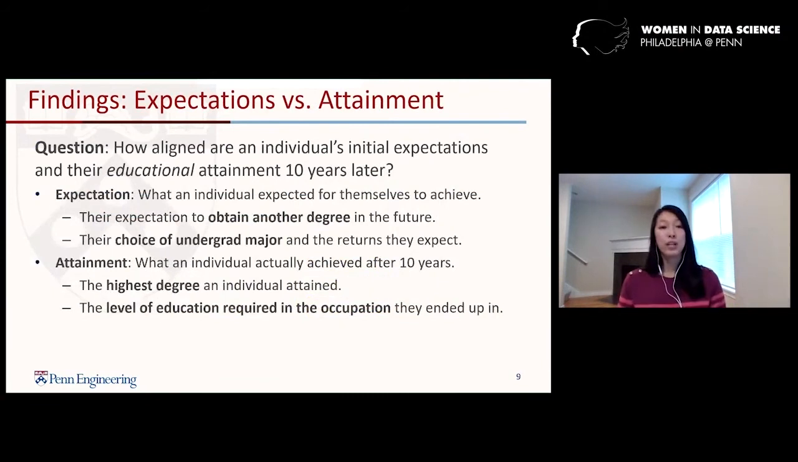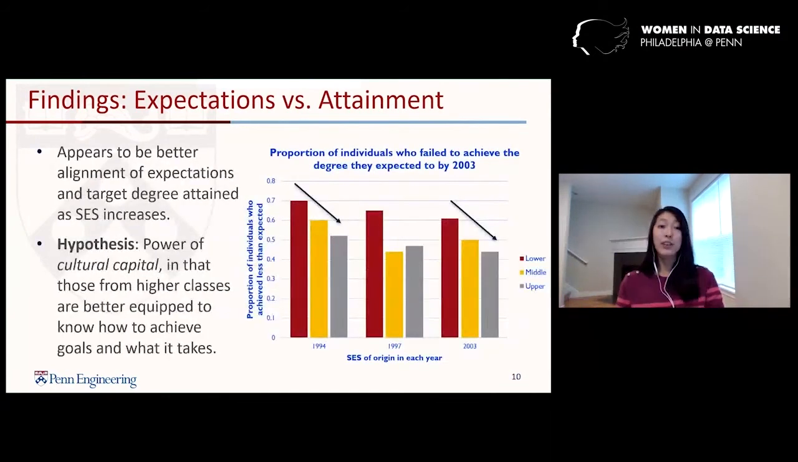So the next question that we want to explore is how aligned are an individual's initial expectations and their educational attainment 10 years later? And here, educational attainment means their target degree, whether they wanted a master's or a PhD, etc. What we find here is that there appears to be a better alignment of expectations and target degree attained as socioeconomic status increases. So off to the right, you can see that the proportion of individuals who fail to achieve the degree they expected almost follows a linear fashion, and that those from the upper class better attain their expected degree compared to that of middle and then compared to that of lower.